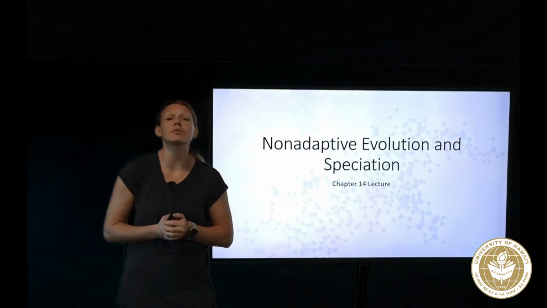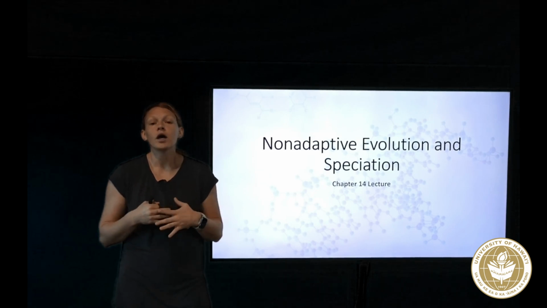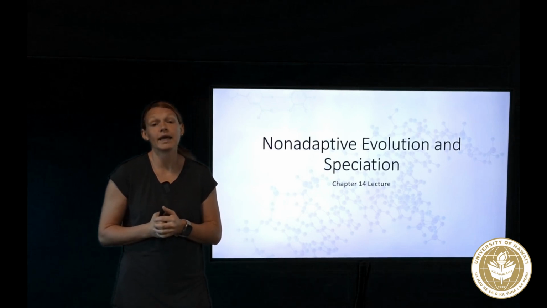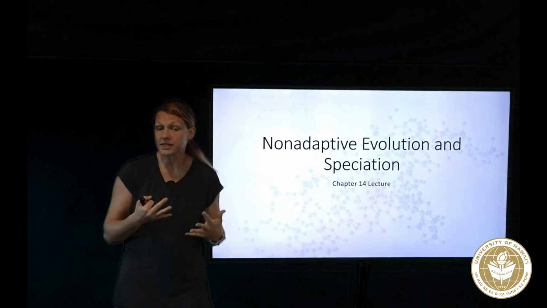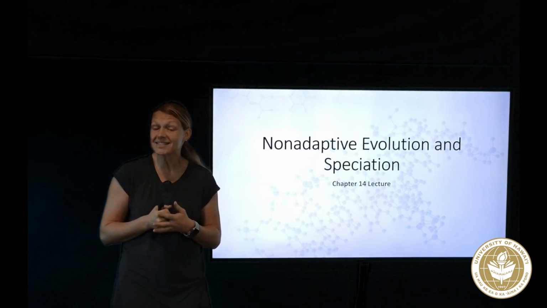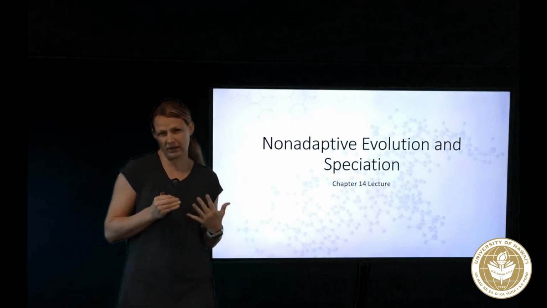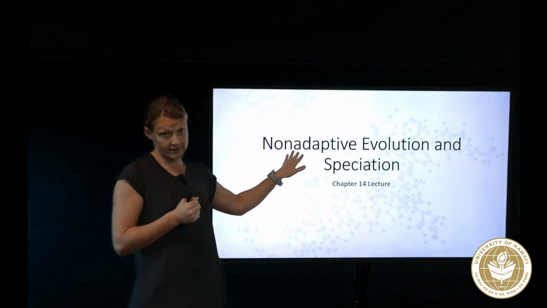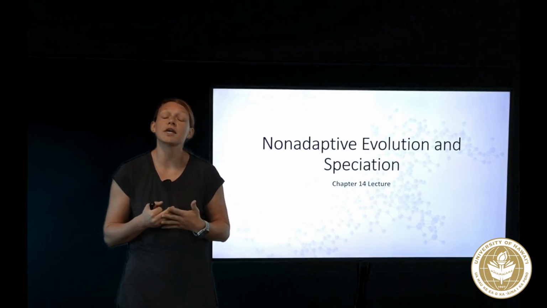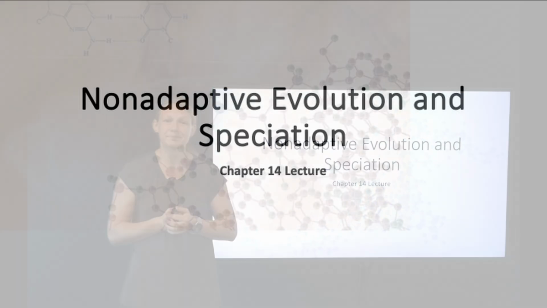So in Chapter 13 we talked all about evolution and natural selection and how over time organisms tend to adapt to their environment, and that is this process of natural selection. And then when we actually see a change in the alleles, that's when we have evolution occurring. Today we're going to talk about something a little bit different. We're going to focus on non-adaptive evolution and speciation. So in other words, evolution that does not occur due to adapting to the environment.